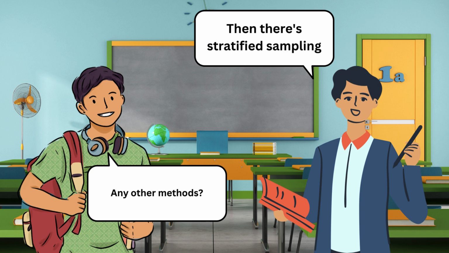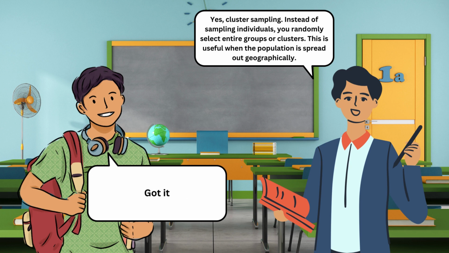Then there is stratified sampling. Any other method? Yes, cluster sampling. Instead of sampling individuals, you randomly select entire groups or clusters. This is useful when the population is spread out geographically. Got it.